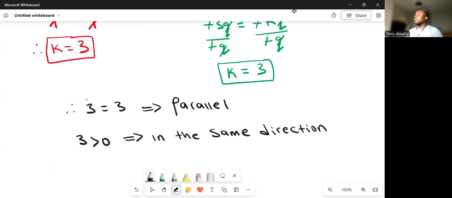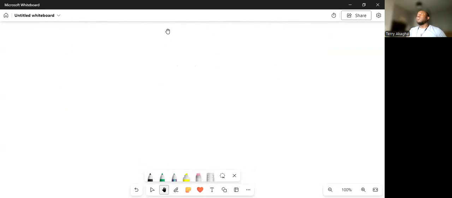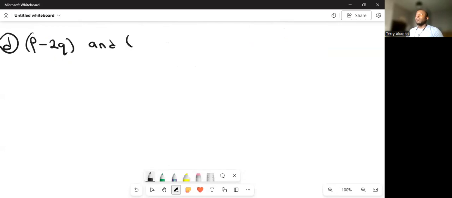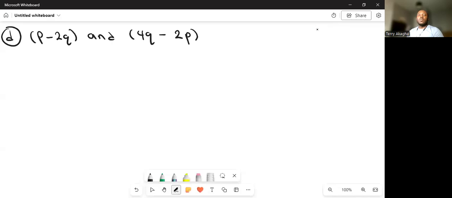All right, so we're going to pick more examples. Let's pick one more or maybe two more. So we have D, and we have P minus 2Q, and you're seeing if it's parallel with 4Q minus 2P. So let's see if it's parallel.